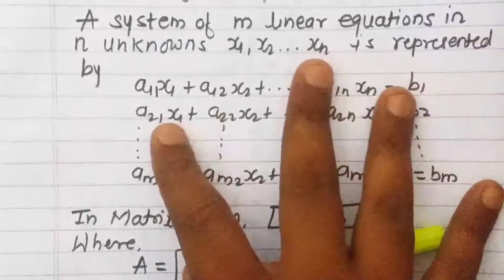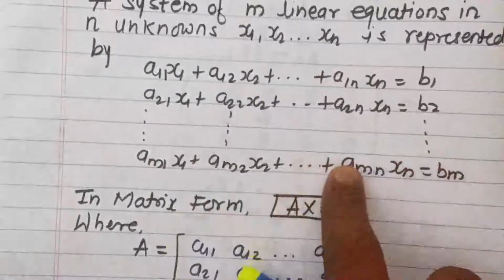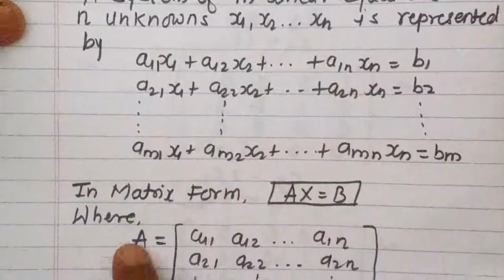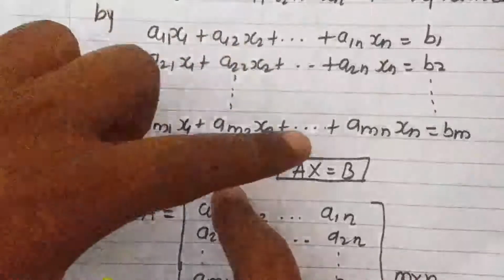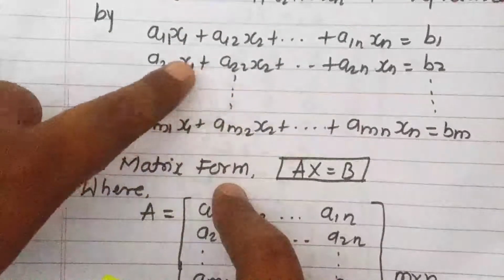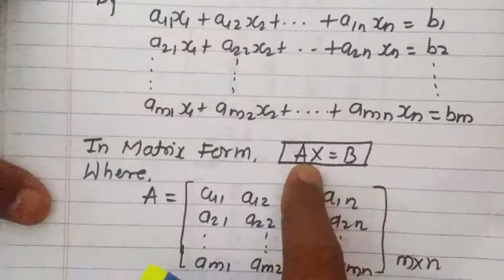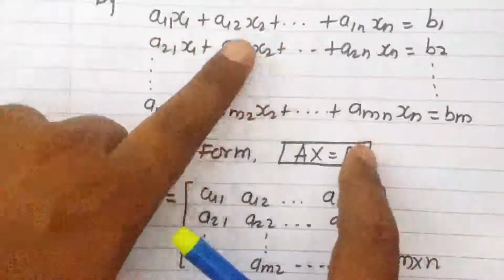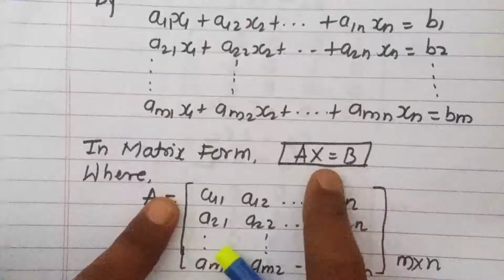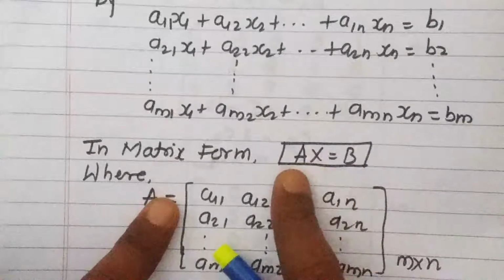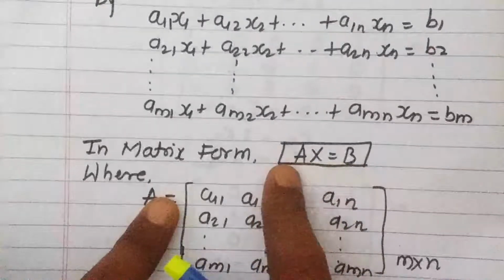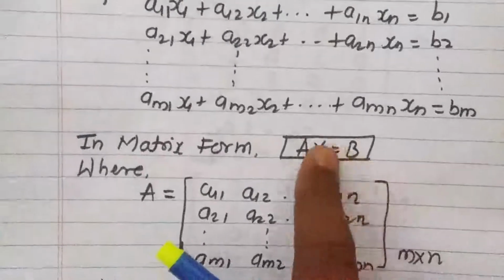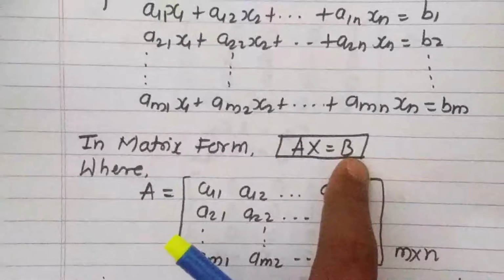Now, as we are in matrices, we are going to see the matrix method to get the solution of this type of linear equations. In matrix form, we can write these m equations in n unknowns using the notation AX equal to B. This entire set of equations is written in a short compact form, where capital A is some matrix, X is also a matrix, and B is also a matrix. The product of A and X results in B.